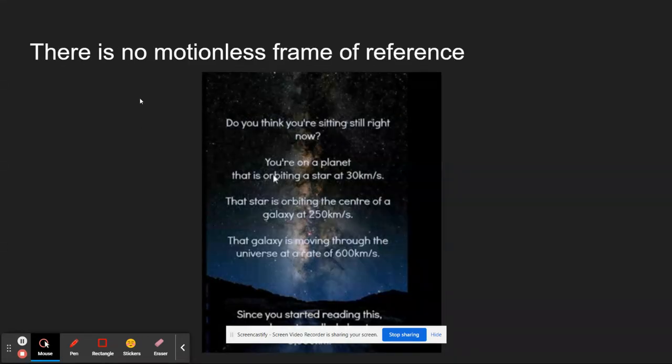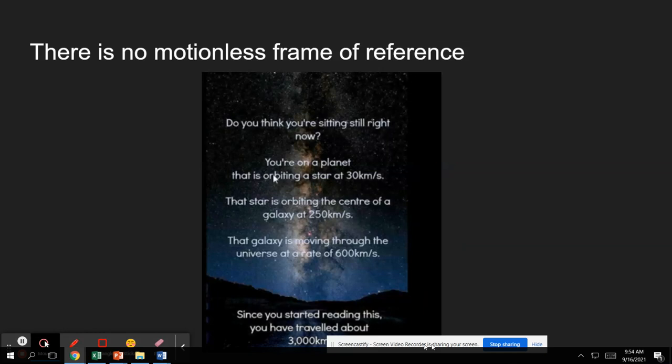And there is no motionless frame of reference. Do you think you're sitting still right now? You're on a planet that is orbiting a star at 30 kilometers per second. That star is orbiting the center of the galaxy at 250 kilometers per second. That galaxy is moving through the universe at a rate of 600 kilometers per second. Since you started reading this, you've traveled about 3,000 kilometers.